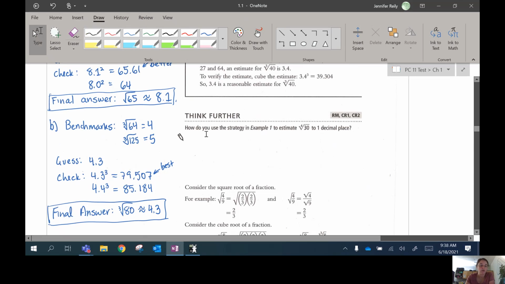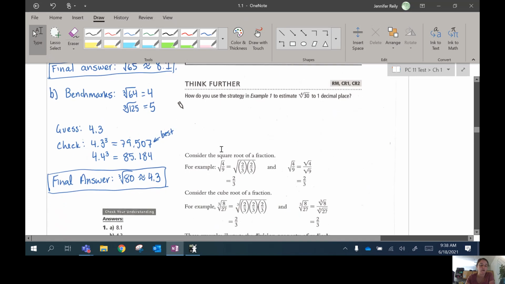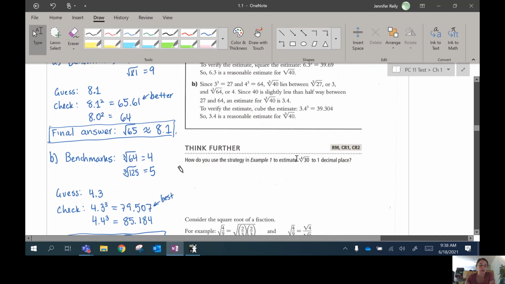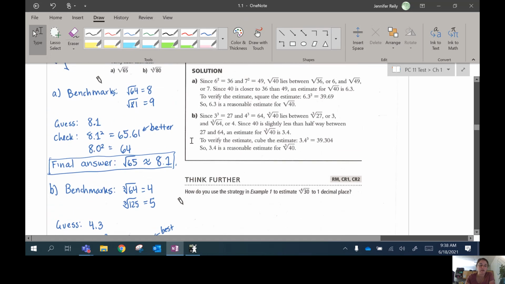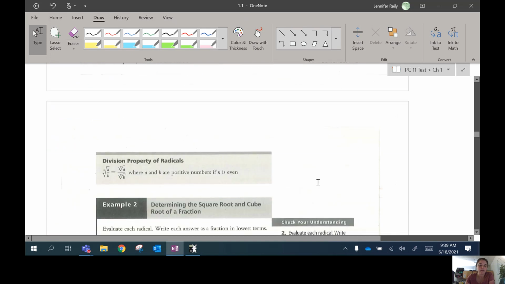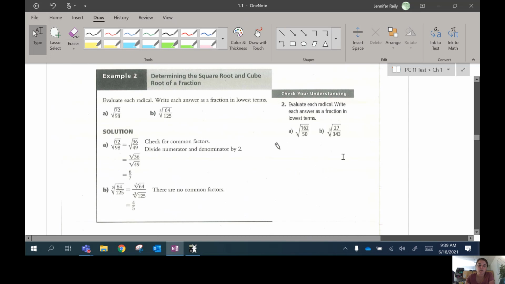That's how you estimate, and you don't want to use the cube root or square root button when you're estimating. You want to do it without that. If you need to see another couple of examples, they're written here for you. So that's how we'll do these videos: I'll do the check your understanding questions, and then if you need more examples, you can look at the ones that are already written down.